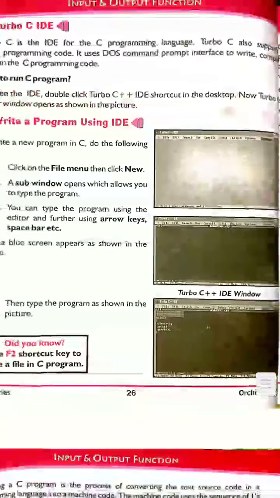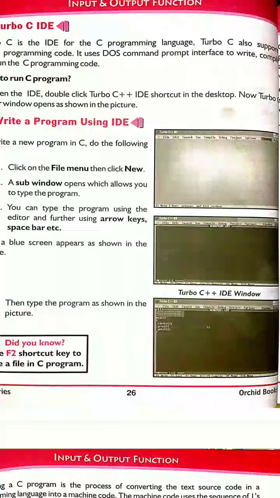File, new: you have to create a new file. Then this will provide you a new file like this. Then you have to type the instructions, the C program, here, and save it with any file name dot C. Then you have to compile it. You can see a separate menu at the top: next to run, you can see a compile option.